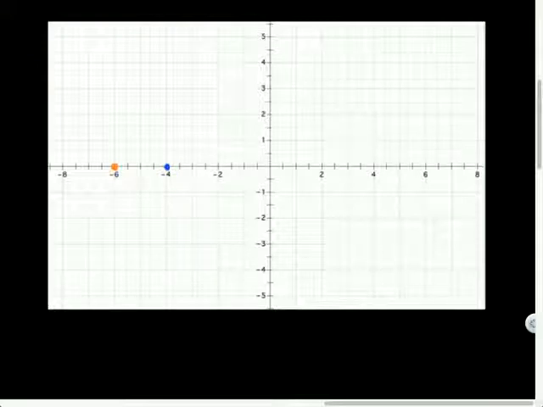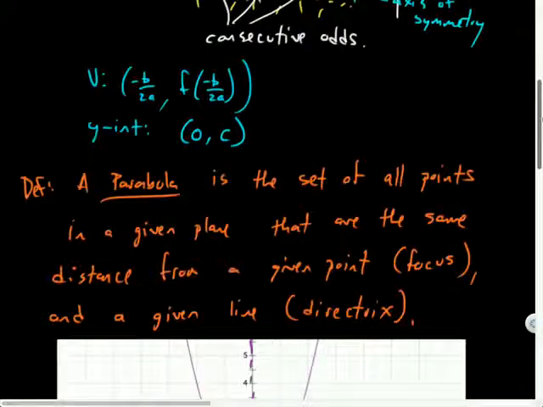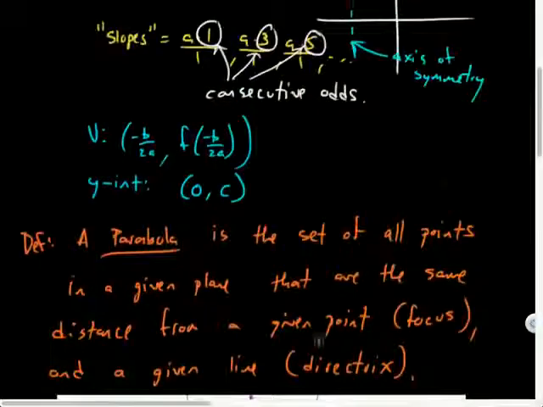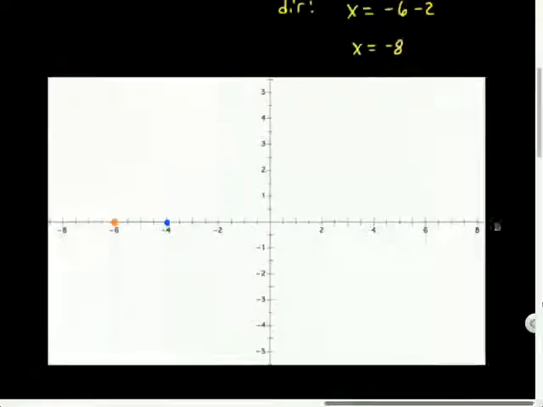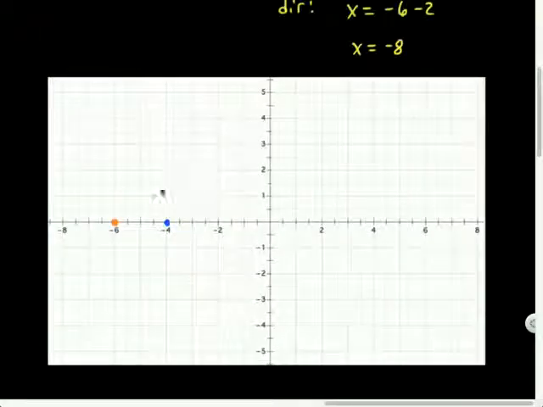The directrix, I already forget what color I was using for that. I don't know, I guess I'll use this purple or something. No, what color did I use? I might as well be consistent. I used orange. Okay, all right. Not your best choice, Mr. Waddy, but that's fine.